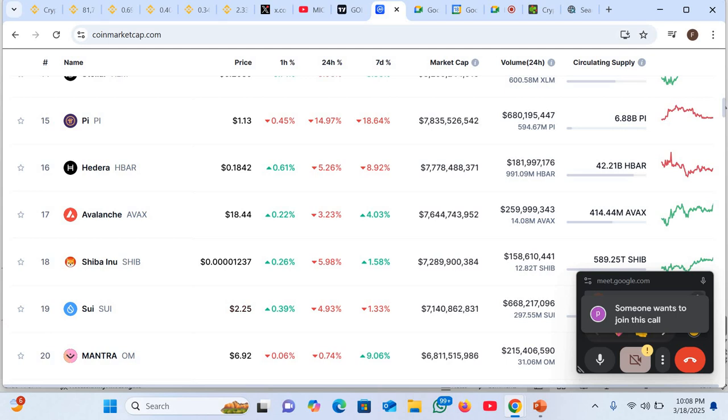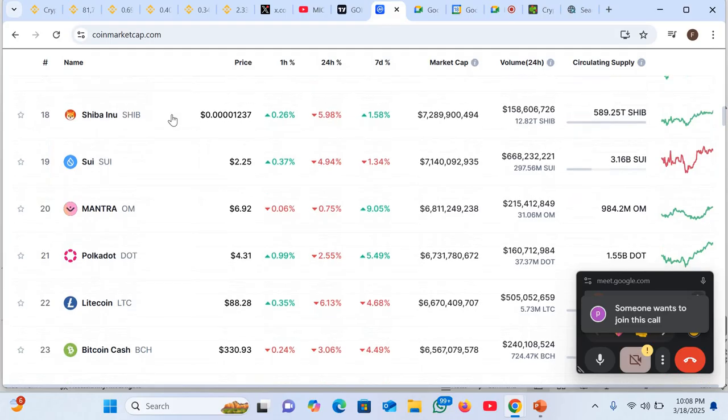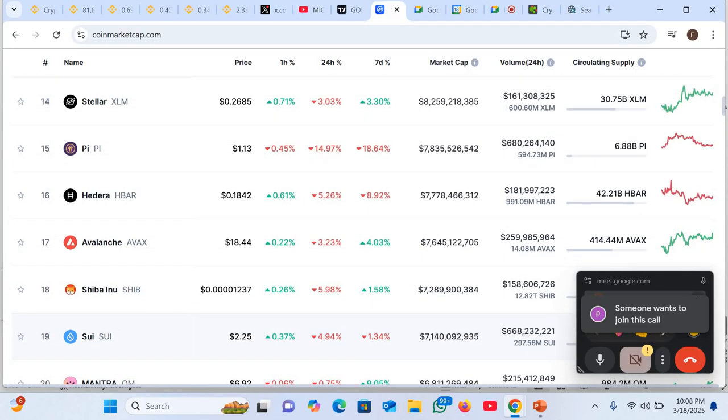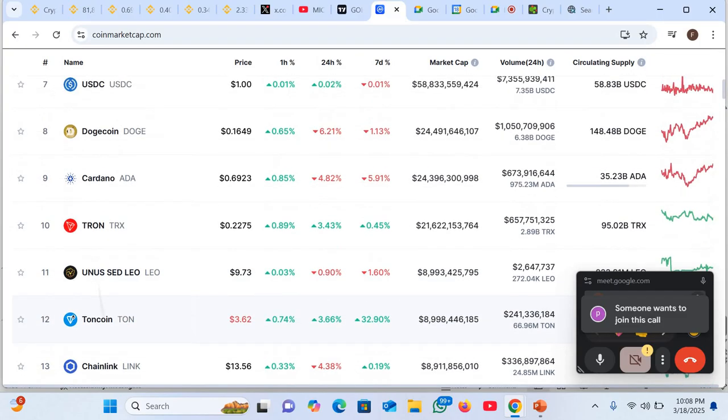And you can clearly see most of these coins in the last 7 days, they have been dumping. And also in the last 24 hours, they have been dumping. But if you pay attention to the activity in the last 1 hour, you realize that most of these coins have been pumping.